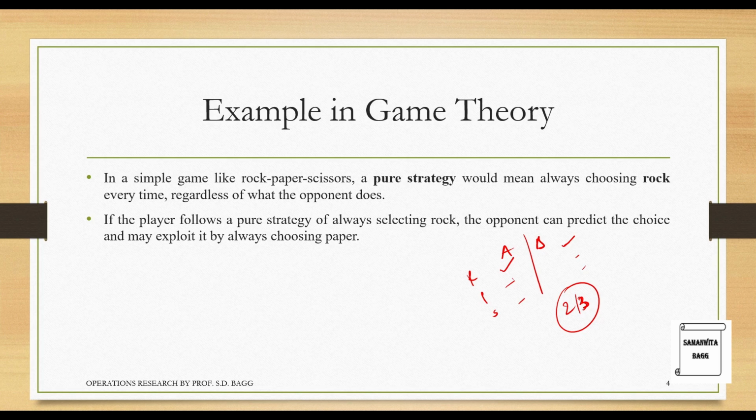If the player follows a pure strategy of always selecting rock, the opponent can predict the choice and may exploit it by always choosing paper. So as I told you, if B chooses rock or scissors, A will win. So it is a 2/3 chance of winning. But there is a 1/3 chance that A will lose the game. And so B will always try to take paper to win the game. So this is an undue advantage that player B will get because he has now realized that A is going to play rock always as the pure strategy.